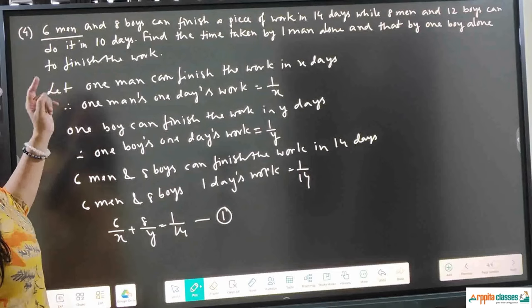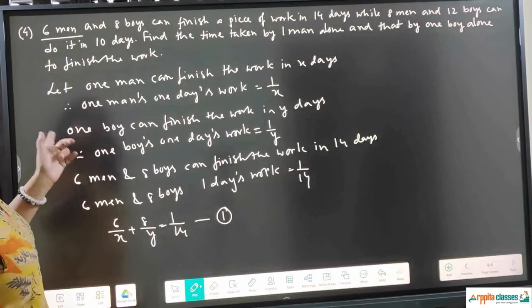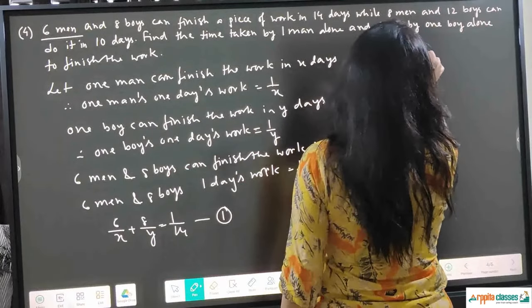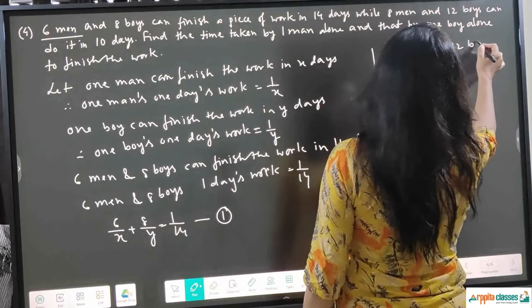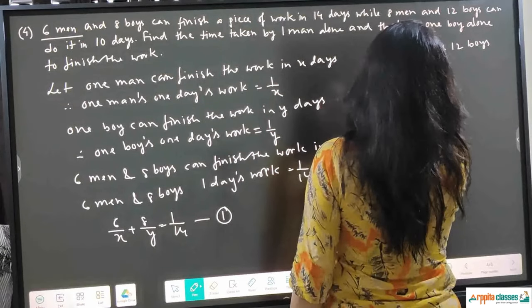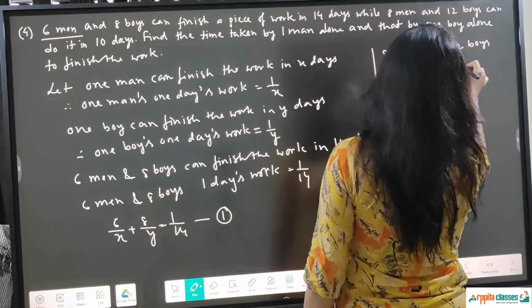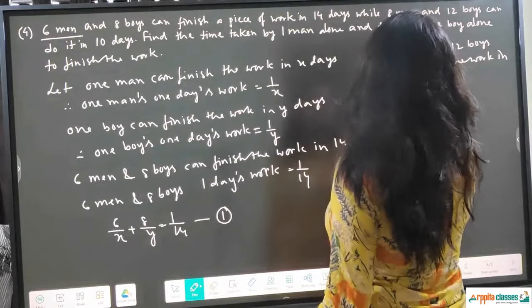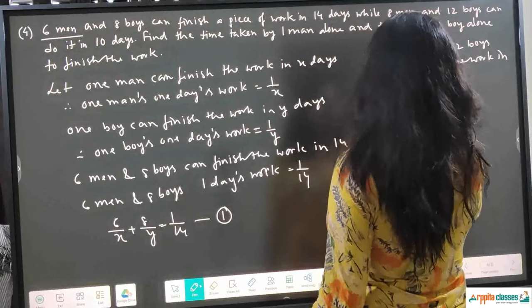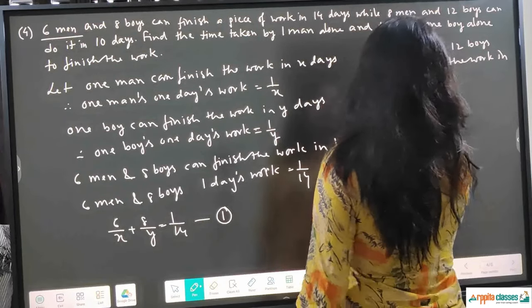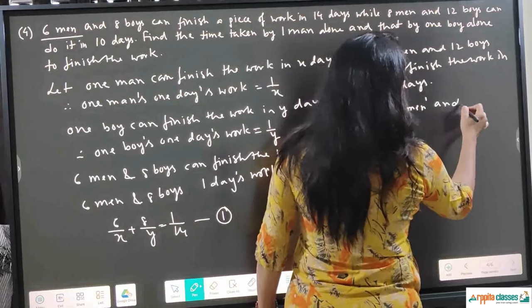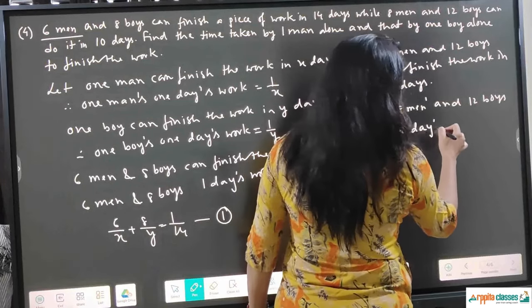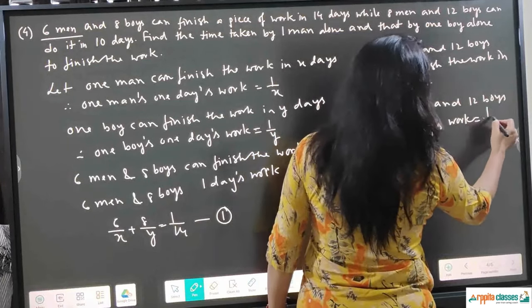See the second criteria, while 8 men and 12 boys can do it in 10 days. So I am writing it here, 8 men and 12 boys can finish the work in how many days? 10 days. So we'll first find out 1 day's work. Therefore, 8 men and 12 boys, 1 day's work is equal to 1 upon 10.